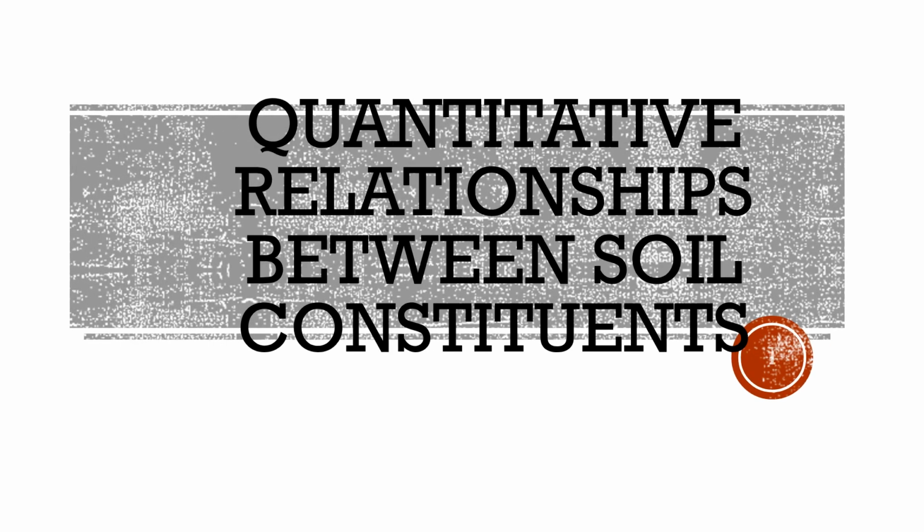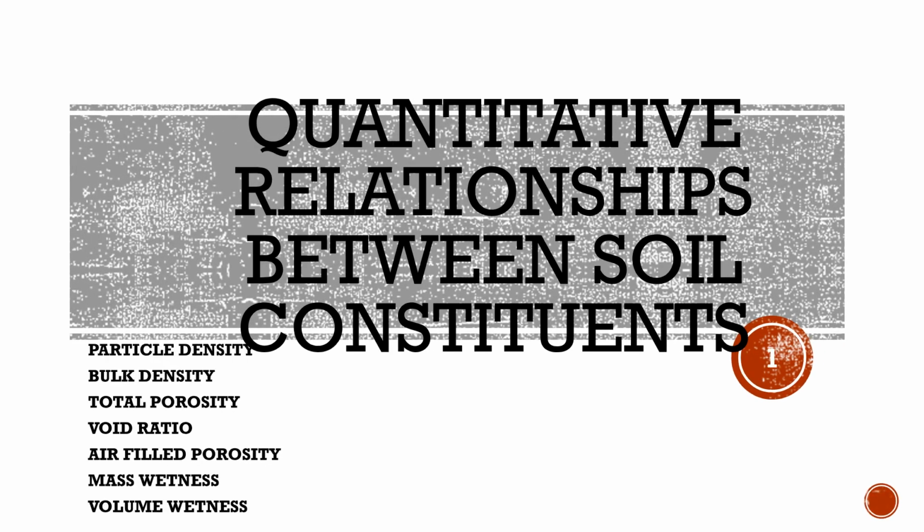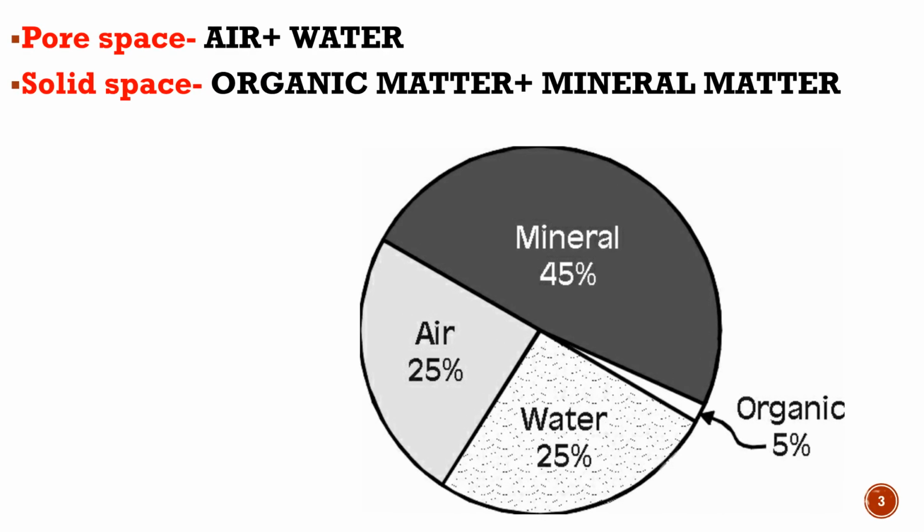This video will cover the quantitative relationships between various soil constituents, including particle density, bulk density, total porosity, void ratio, air-filled porosity, mass wetness, and volume wetness. Soil is composed of pore space, which includes air and water, and solid space, consisting of organic and mineral matter. A typical mineral soil has approximately 45% mineral, 5% organic matter, 25% air, and 25% water.